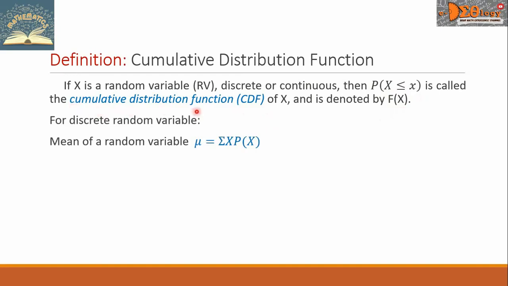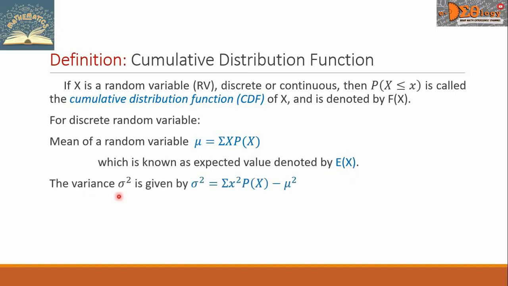For discrete random variable, the mean of a random variable mu equals the summation of capital X times the probability of capital X, which is known as expected value, denoted by capital E of capital X. The variance sigma square is given by this formula. Sigma square equals the summation of the square of small x times P of capital X minus mu square, and this is equal to the E of x square minus the square of E of x.